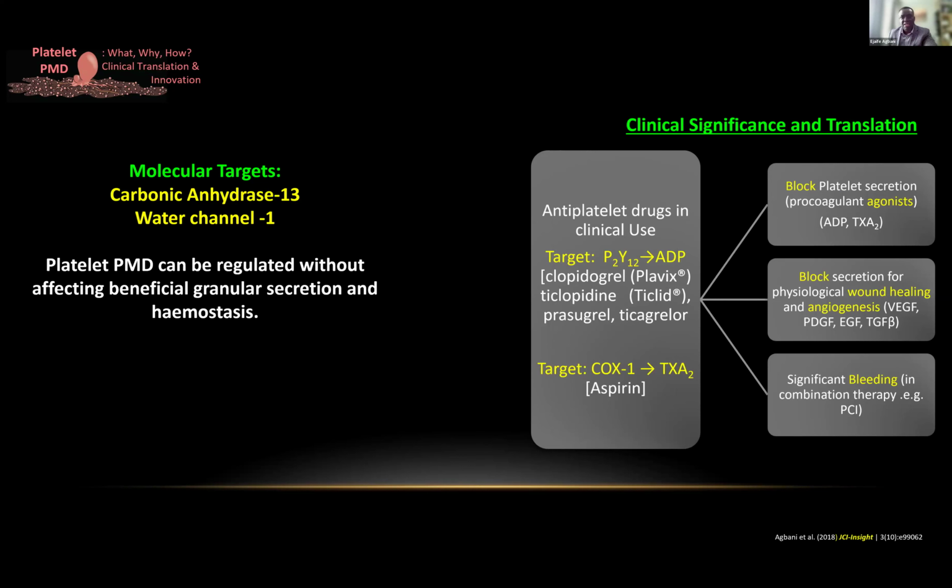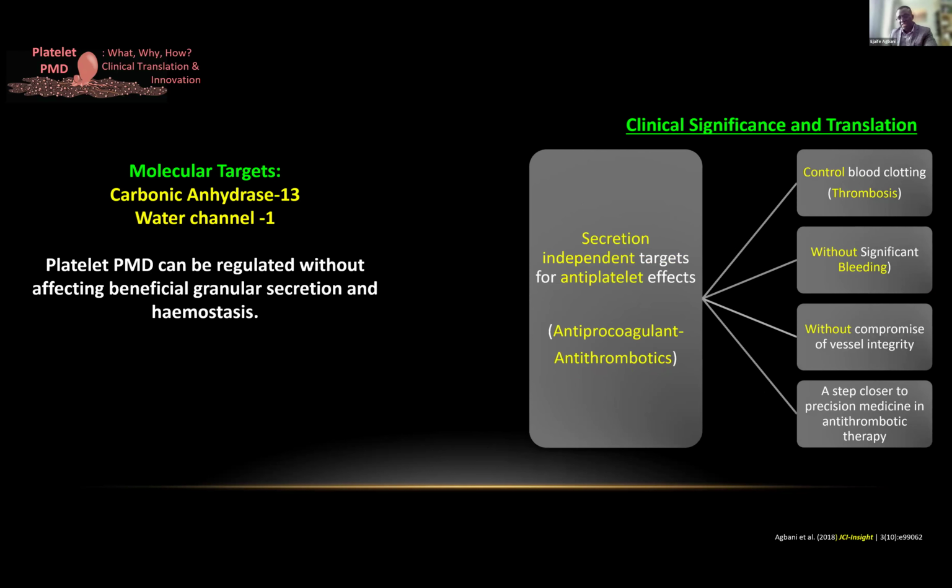But what they are also doing is that by blocking secretion, we are blocking the good things that come out of platelets. So the platelet cargo that is needed for angiogenesis and for maintenance of vascular integrity. And sometimes clinicians have to combine two antiplatelets for efficacy, as during percutaneous coronary intervention, that again leads to significant bleeding. So to be able to identify a secretion-independent target for antiplatelet effect is really good, because then we can control blood clotting without significant bleeding, without compromising vessel integrity. And I think it brings us a step closer to precision medicine in thrombotic therapy.